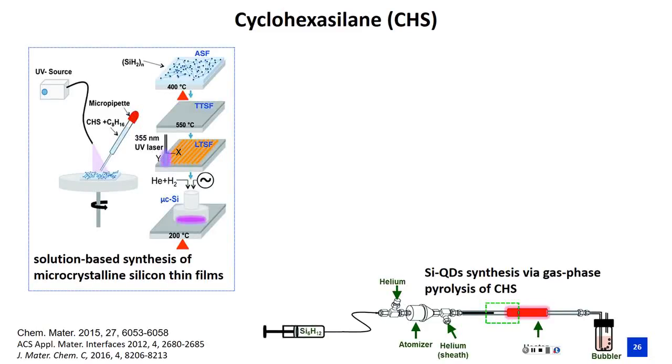So cyclohexasilane has attracted much attention because it can be used as a silicon source to prepare silicon-containing materials such as silicon nanorods and silicon thin films through liquid-based methods. CHS is also a good alternative to traditional monosilane in the chemical vapor deposition technique.